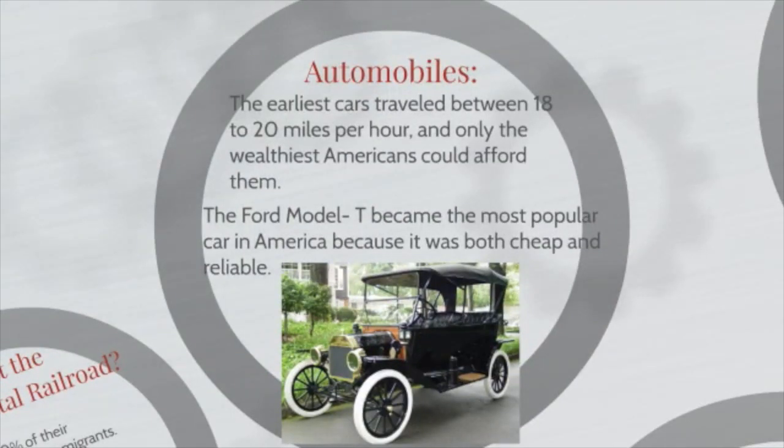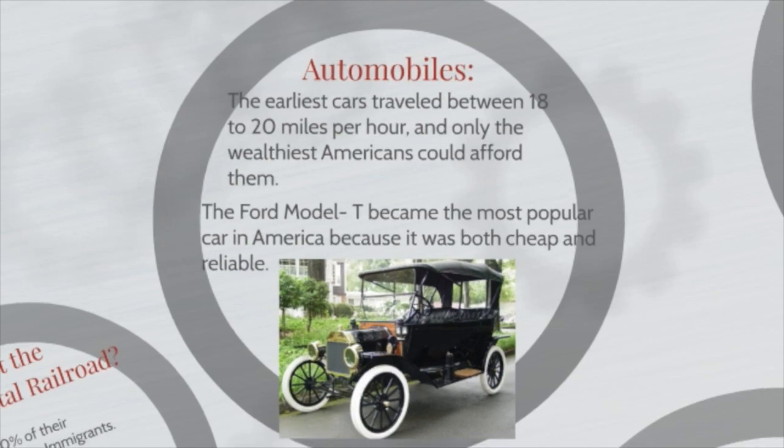Another form of transportation that became increasingly popular during this time: cars. Now, the earliest cars traveled only between 18 and 20 miles per hour. That was considered fast, and only the super wealthy Americans could afford them. Now, the Ford Model T, which is the picture you see here, became the most popular car in America because it was cheap and reliable. It wouldn't break down every 2 seconds, and the average American could get it.